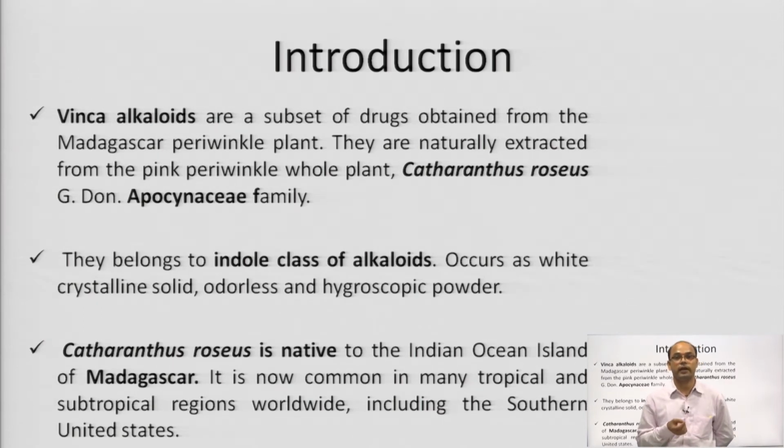Catharanthus roseus is native to the Indian Ocean island, Madagascar. It is an island in the Indian Ocean, and it is also grown in other parts of the world due to its medicinal value. Since it occurs as a weed in China, it is widely available, or you can say it is widely used in China in the form of regular teas, like we take tea in India. So it is common in many tropical and subtropical regions worldwide, including the southern United States.